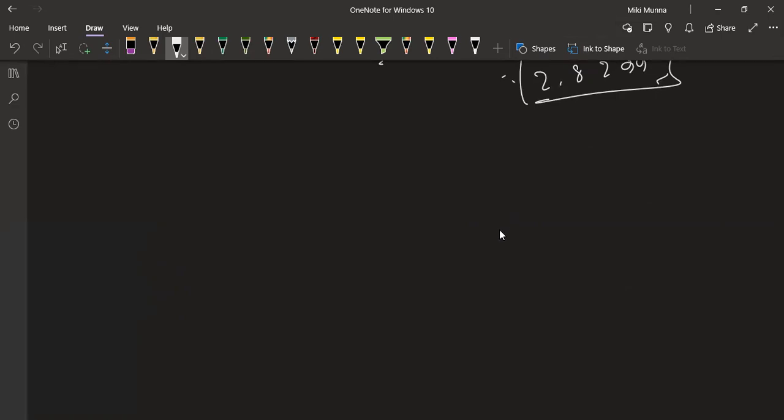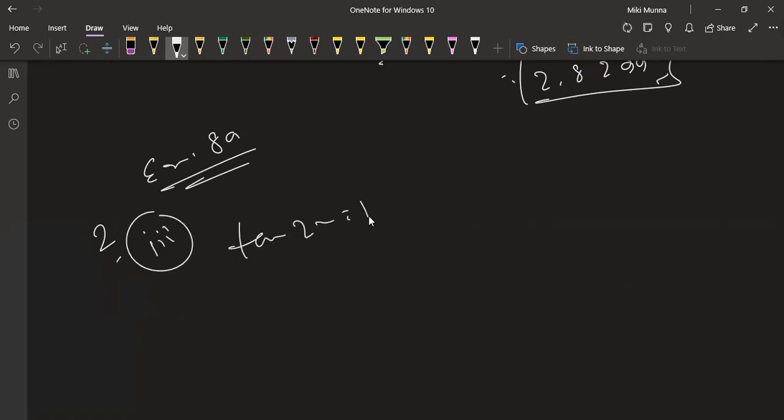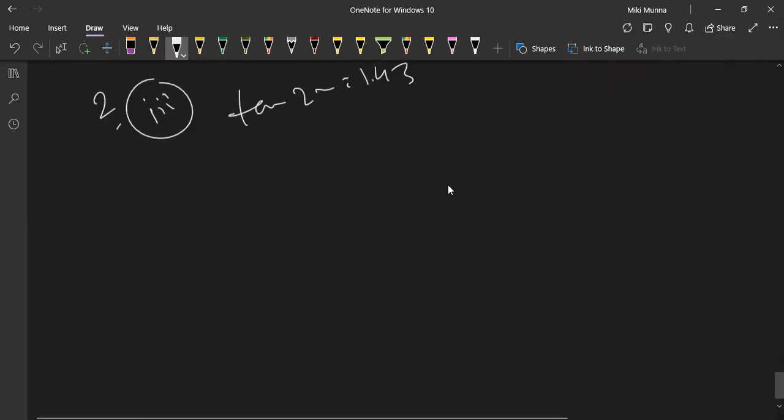So from 2, we have number 3 here, which says this is exercise 8A. From 2, we have number 3, which says 10 twice s equals to 1.43. Now, they're asking us to solve the equation. Now, one thing we have to understand is how these things look.